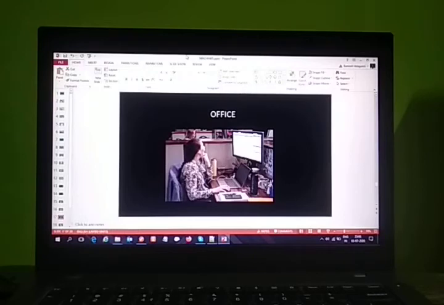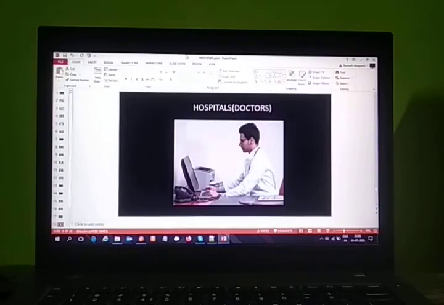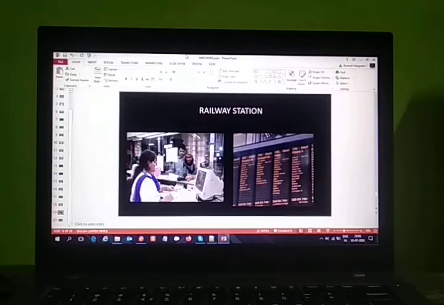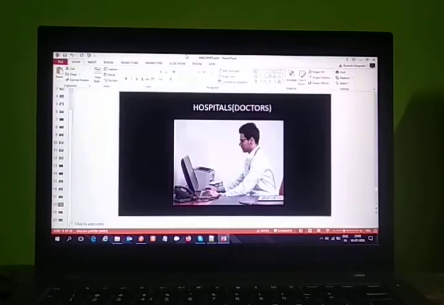Third one is offices. In offices, these computers or laptops are used to work. Hospitals. In hospitals, doctors use these computers to diagnose and to see the reports of the diagnosis. Okay. If they take scanning also, those reports they will check on the computer. And at the reception, they will use the computers to give appointments to the patients.